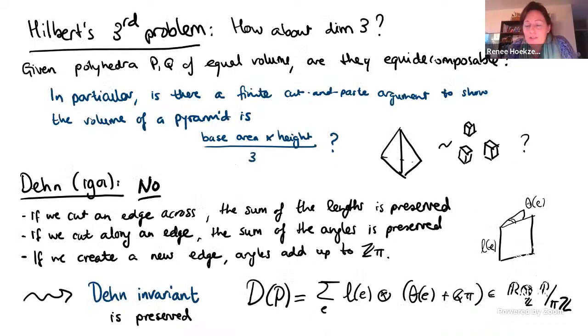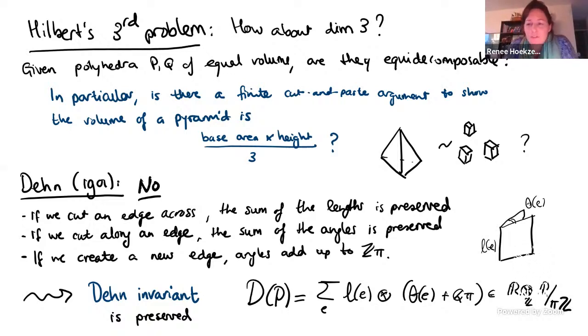So Hilbert in 1900 posed the question of what happens in higher dimension, in particular in dimension 3. Given two polyhedra P and Q of equal volume, are they equidecomposable, so made out of the same bits? His motivation was that you can show the volume of a pyramid is base area times height divided by 3, using exhaustion or infinitesimal methods. But it would be nice to just take a tetrahedron, cut it up into a certain number of cubes, and say that the volume is this number of cubes.